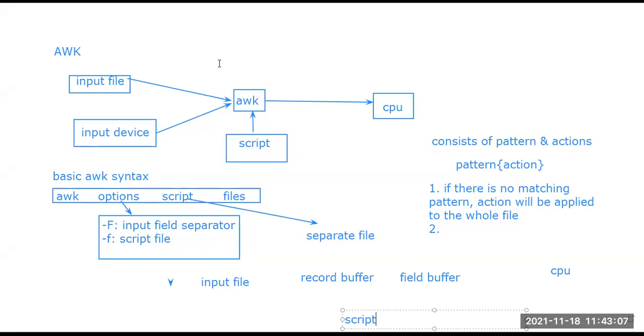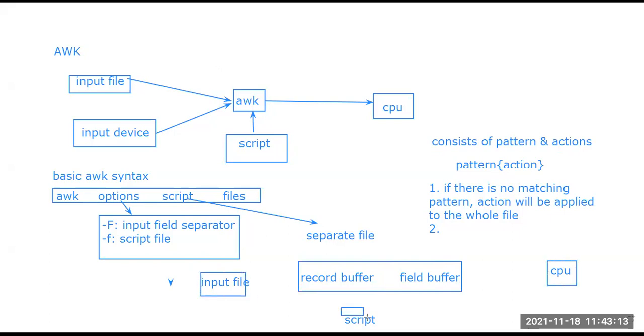So if we combine all the things, this input file is separate, this script is separate, right? And all the things are interconnected with each other. Input file processing goes to the record buffer and field buffer, working with the CPU, and this script is part of the record buffer and field buffer. So we can understand that the AWK command has two types of buffers: a record buffer and a field buffer. What is the field buffer? What is the record buffer?